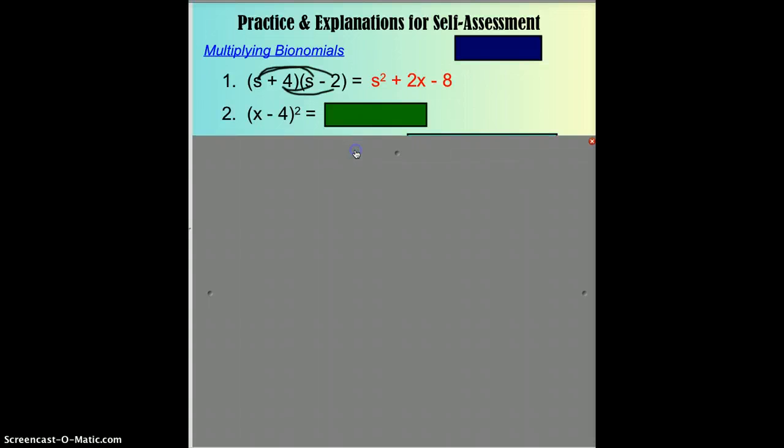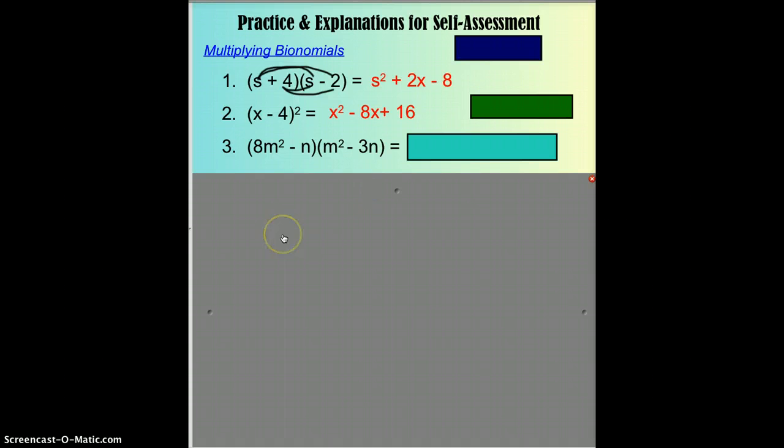Number 2, x minus 4 squared. Remember that this means x minus 4 times the quantity of x minus 4 before you begin to FOIL. Pause the video here. You should have gotten x squared minus 8x plus 16.